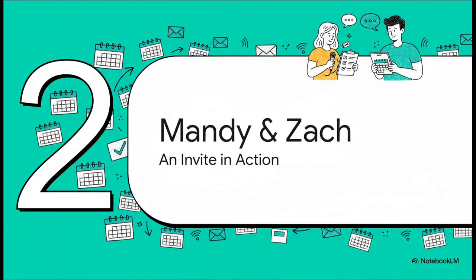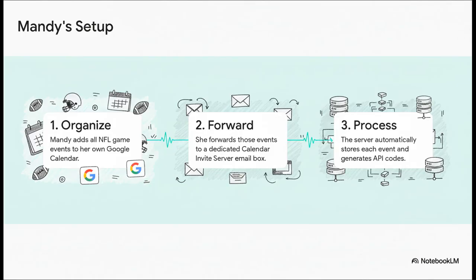To really get how this works, let's just follow a simple story. Let's meet Mandy. She's our event organizer. And Zach, he's her customer. We're going to see exactly how this technology works for them in a real-world scenario. Okay, so Mandy is running promotions tied to the NFL game schedule. First, she just puts all the game events on her own Google Calendar, just like she normally would. Then, and this is the key part, she just forwards those events to a special email address from the calendar invite server. And that's it. Her setup is done. The server automatically grabs each game and stores it as its own unique trackable event.